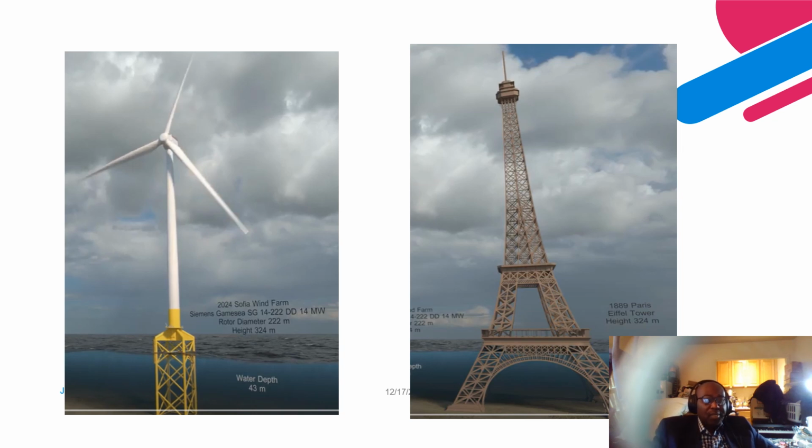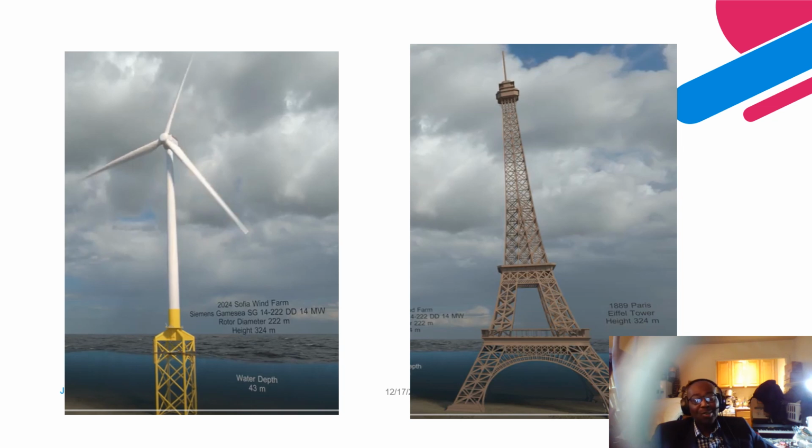Next is the most current, and this actually came from Siemens Gamesa. We have a wind turbine that is rated at 14 megawatts. So what is the rotor diameter? This time they went to 222 meters, and the height from the bottom of the ocean is 324 meters, and the water depth is about 43 meters.